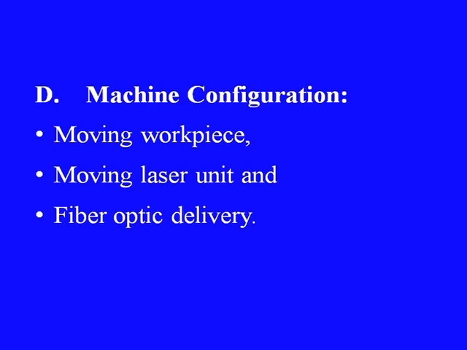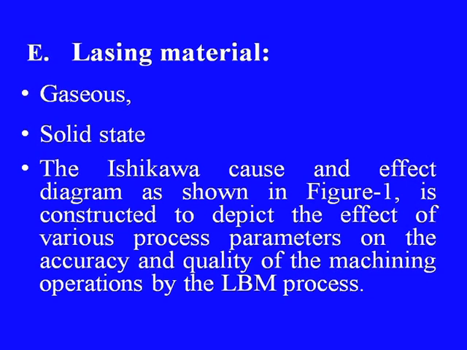The fourth category of parameters are related to machine configuration. These include whether the workpiece is moving or not, then the moving laser unit, and then fiber optic delivery. The fifth group of parameters are related to lasing material, whether the material is gaseous or solid state, etc. As we have already discussed, carbon dioxide is one of the most important gaseous lasing materials widely used in the industries, and then ruby and neodymium yttrium aluminium garnet are two solid state materials used very widely for lasing purposes.